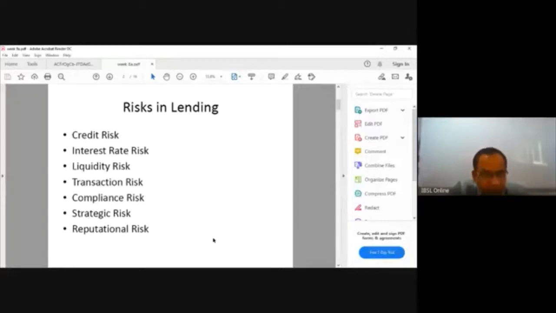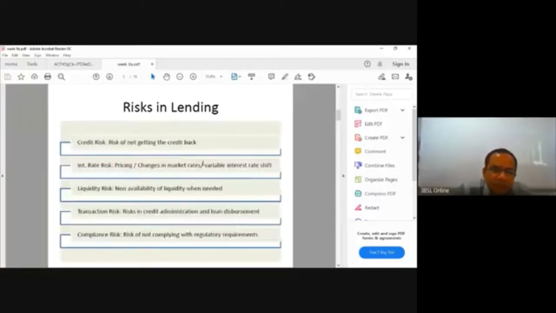So credit risk is a counterparty risk. Normally in a lending proposal, your credit risk is the counterparty risk. Counterparty risk is what? You are giving a loan or advance to a party and that person is not paying it back, right? That is the risk. The customer is the counterparty. Counterparty is not paying it back. So that's a credit risk basically. So the major risk in lending is credit risk.